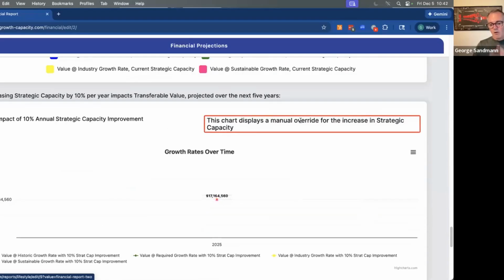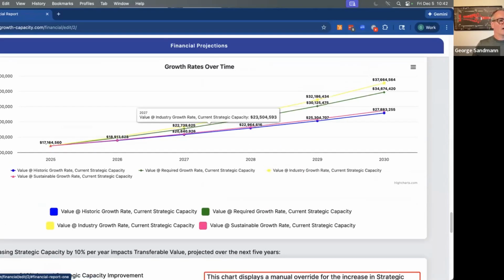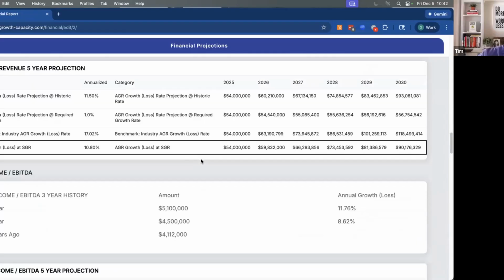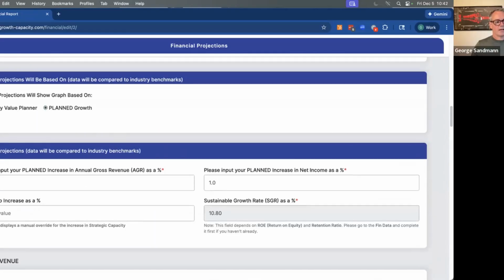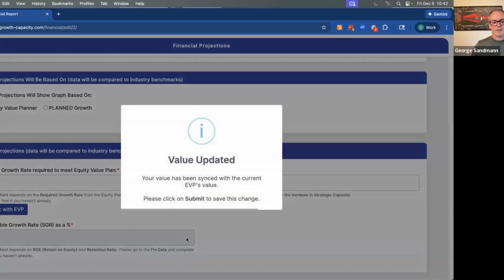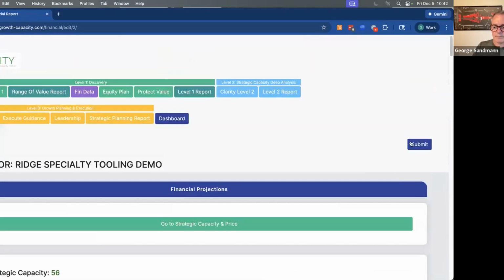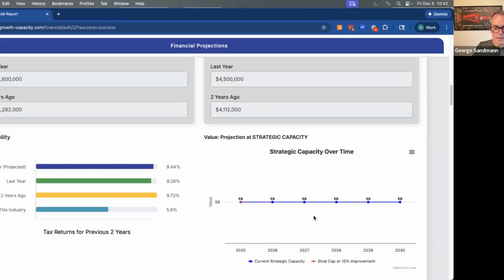Now we have a manual override for the increase in strategic capacity. And I'm going to refresh this. Can you go back and unsync that, or once it's synced, is it done? No, no, no, you can. So I'm going to go back to Equity Value Planner, sync with EVP, and please click submit to save this change. So I'm going to click submit. Okay. And we're going to scroll down here.